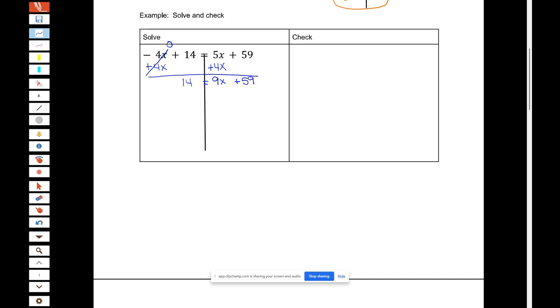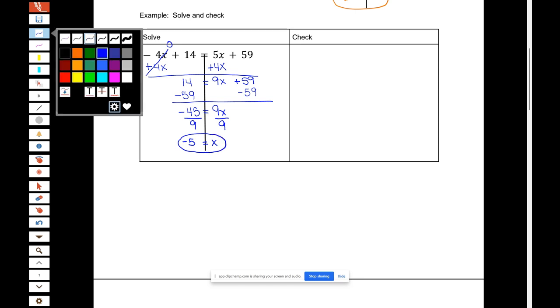Now I have a two-step equation. I moved my variables to the right, so I need to move the 59 over to the left. And 14 minus 59 is negative 45. And then lastly, I'm going to divide by 9 on both sides and get x equals negative 5.